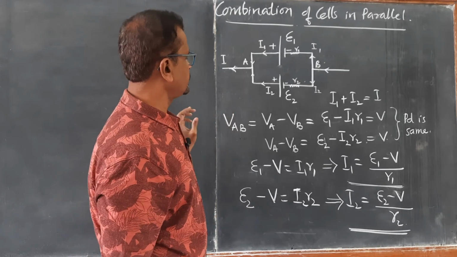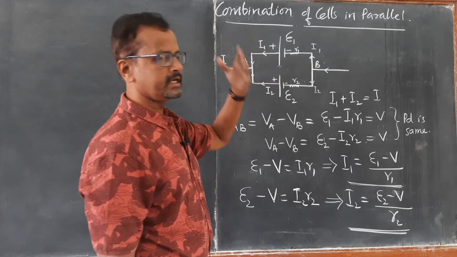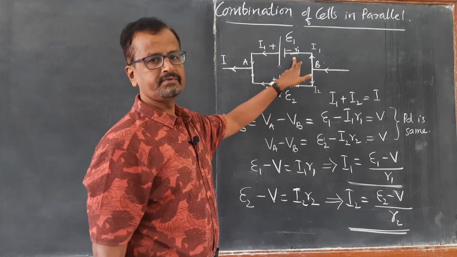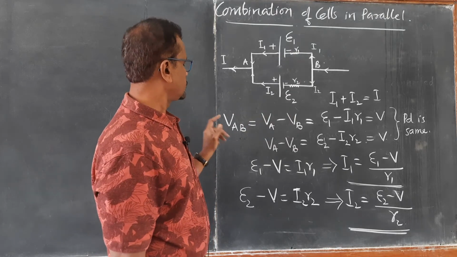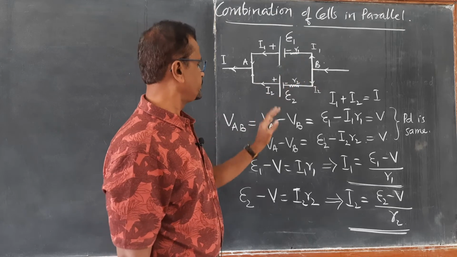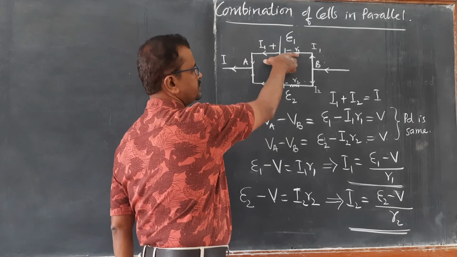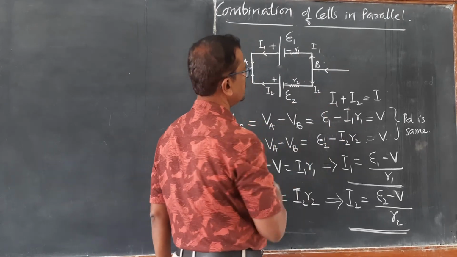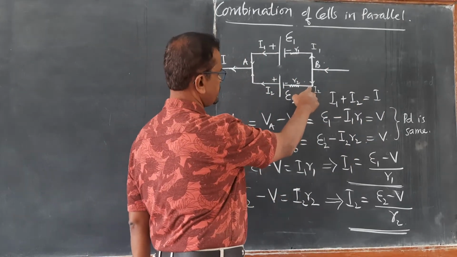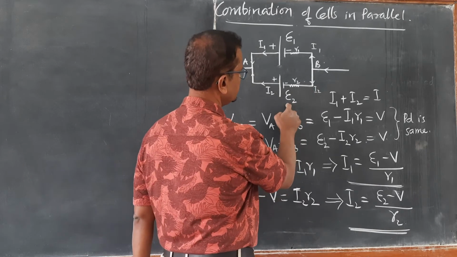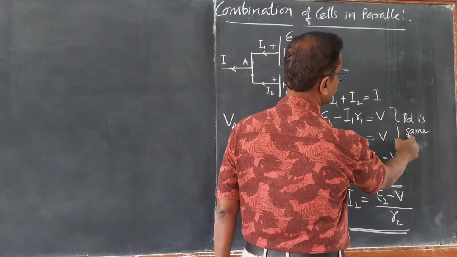Now again we want to find the potential difference between A and B. The potential difference between A and B is the same as the potential difference across the cell of EMF E1 and the same as the potential difference across the cell of EMF E2. So first we write the potential difference between A and B, which is nothing but VA minus VB, equal to the potential difference across the cell of EMF E1, that is E1 minus I1 R1. Let us take it as the common potential difference V. Similarly, for the cell of EMF E2, VA minus VB is equal to E2 minus I2 R2, that is equal to V, where the potential difference is the same.